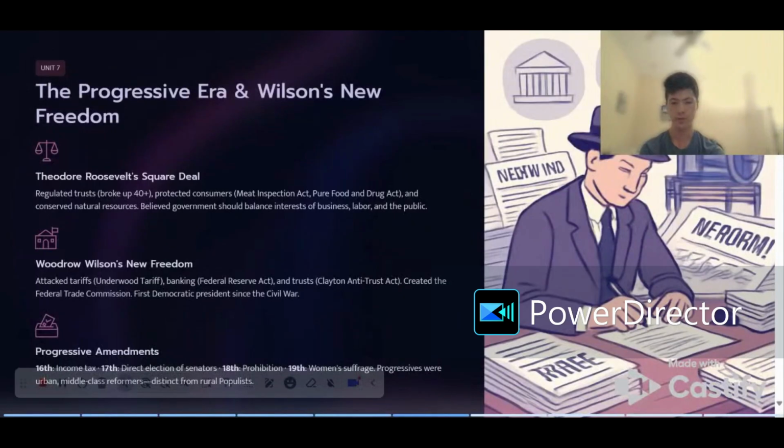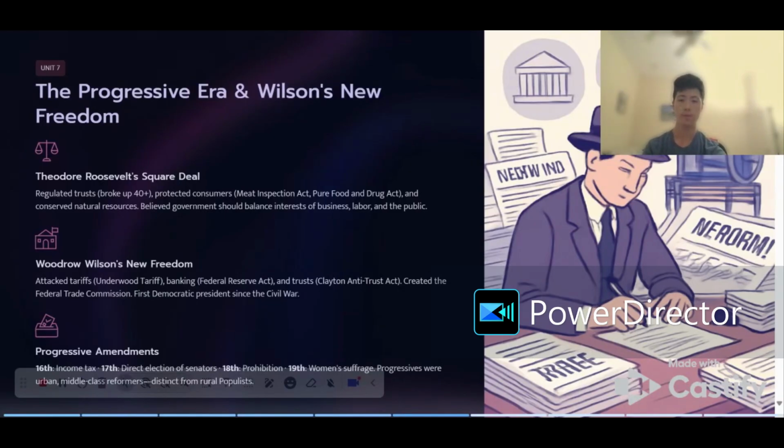The progressives, the big one you can think of is Theodore Roosevelt. He's the trust buster. He focused on regulating large corporations, protecting consumers, and conserving natural resources. He was a big conservationist. He passed the Meat Inspection Act, Pure Food and Drug Act, among others. There's also William Taft who has dollar diplomacy. Instead of giving arms to countries and colonies, we give money. That's just a small thing.